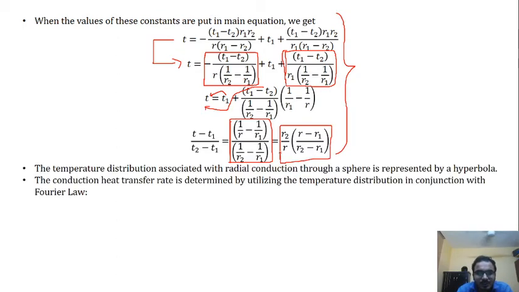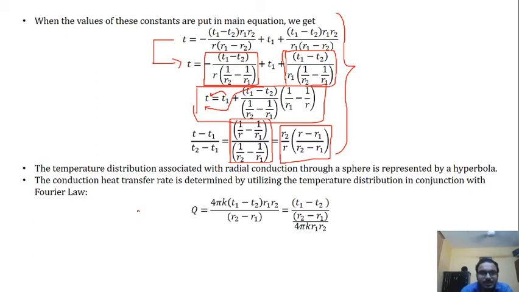So the temperature distribution associated with this is represented by a hyperbola because of this formula. The nature of the formula is hyperbolic, and the conduction heat transfer rate is determined by utilizing the temperature distribution in conjunction with Fourier's law. So we are not going to discuss how we have arrived up to this. This will be part of your self-study.